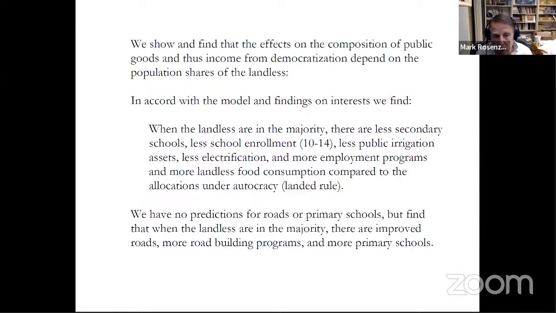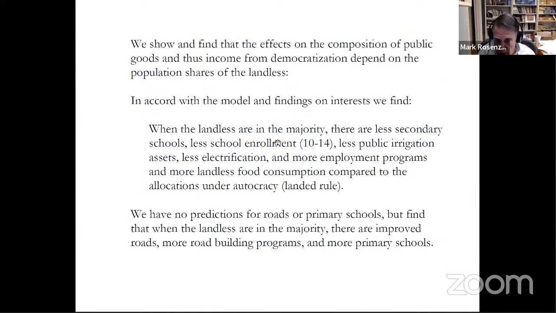And moreover, when we look at the ratio of landless food consumption per capita relative to that of the landed, we find that they benefit as well compared to a regime in which the landed rule. Now, these are findings that are in accord with what we see in the data and with what the model suggests. We don't have any predictions for roads or primary schools. And so I'm just going to show you the results that we find for those. For those cases, when the landless are in the majority, we get more roads, more improved roads, and more primary schools.